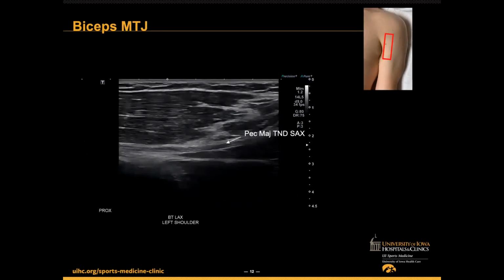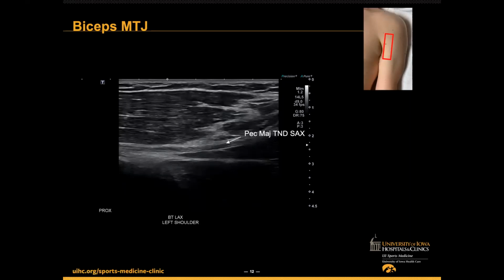And then move down to the myotendinous junction. I included this slide specifically to show the relationship to the pec major tendon, which we're going to talk about here in a couple of minutes. But as you move down and start to see the biceps start to form the myotendinous junction, you should also see the pec major tendon start to come into view over top. So that's just an important relationship to keep in mind.